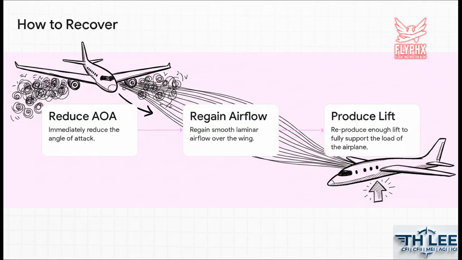So how do we recover? Well, we basically just run the physics in reverse. Simply push the nose down to instantly reduce your angle of attack. That allows that turbulent, detached air to smooth back out into a nice laminar airflow hugging the wing. Once you regain that smooth airflow, your wings produce that solid lift, and your airplane is flying happily again. It's a completely straightforward formula.